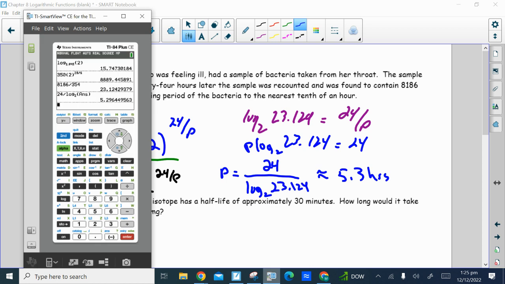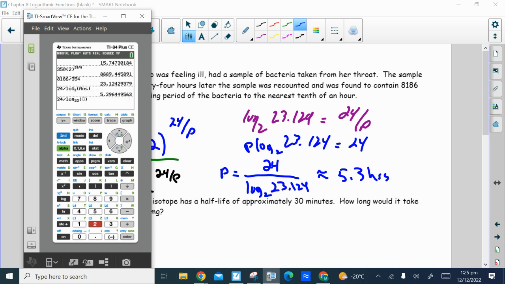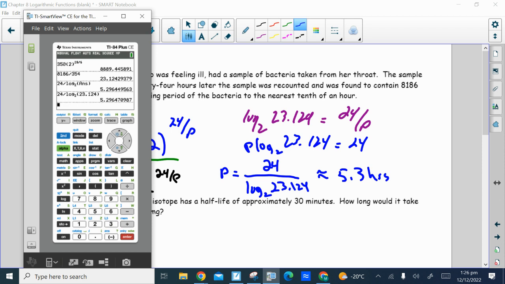Let's see if it makes a difference if we don't use the entire decimal, how much of a difference it makes, if any. It'll be 24 divided by log base 2 of just 23.124. So you actually would get the same answer if you rounded to the nearest tenth in that case. But you've seen that's not always true.